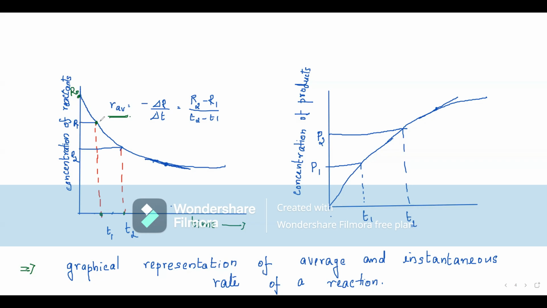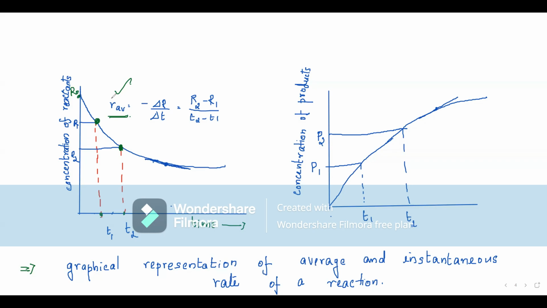The concentration of reactant is now R1. After some time, say 10 minutes, I'm checking the concentration of the reactant again. From R1, it has come to R2. At what time is the concentration of reactant R1? At time T1. And at what time is it R2? At time T2.